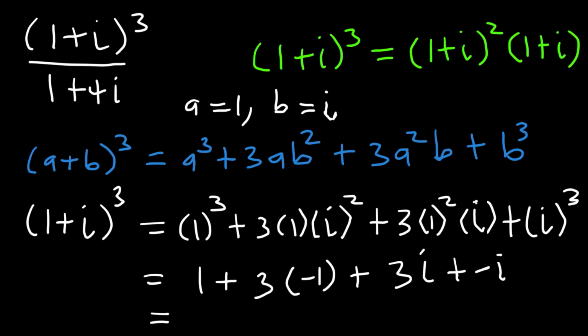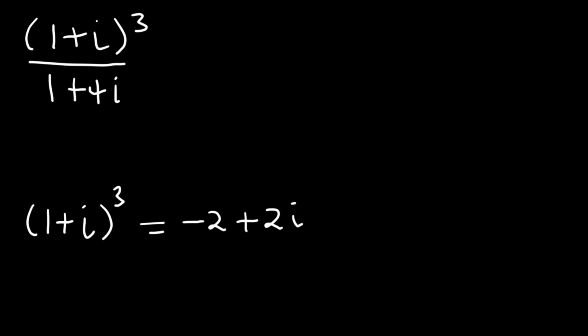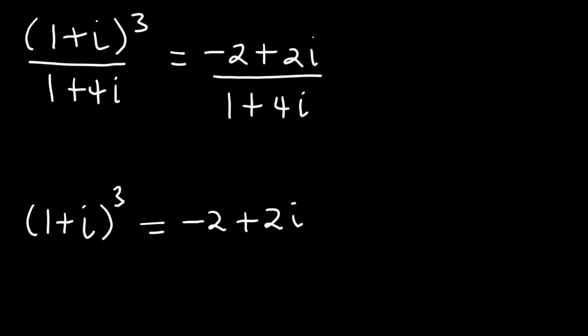So this will be equal to 1 minus 3 and then plus 3i minus i, which is 2i. Therefore, 1 plus i raised to the power of 3 will be equal to 1 minus 3, which is negative 2, and then plus 2i. And so, this will be equal to, we shall replace the numerator with negative 2 plus 2i divided by 1 plus 4i. And at this point, we can rationalize.